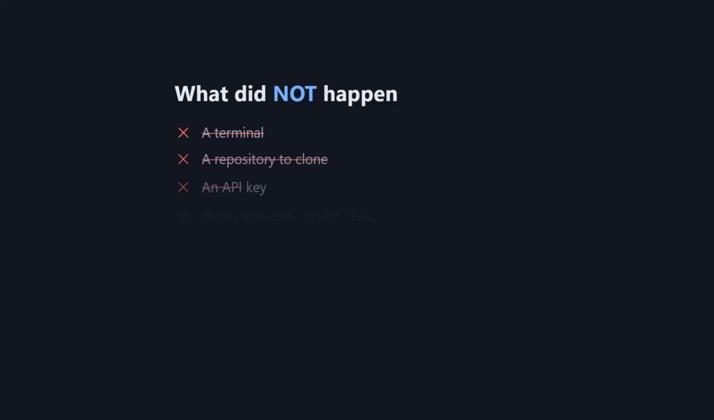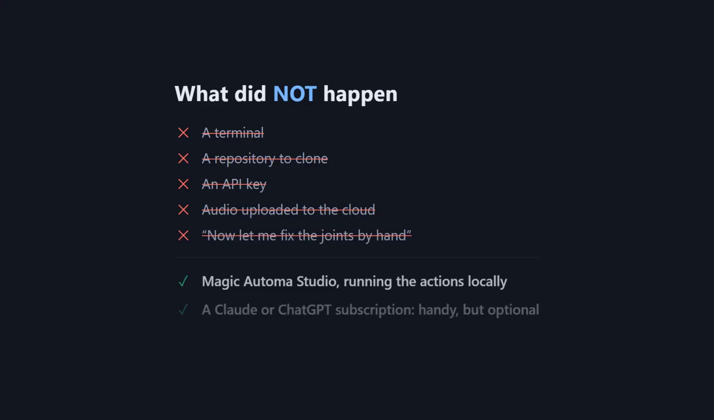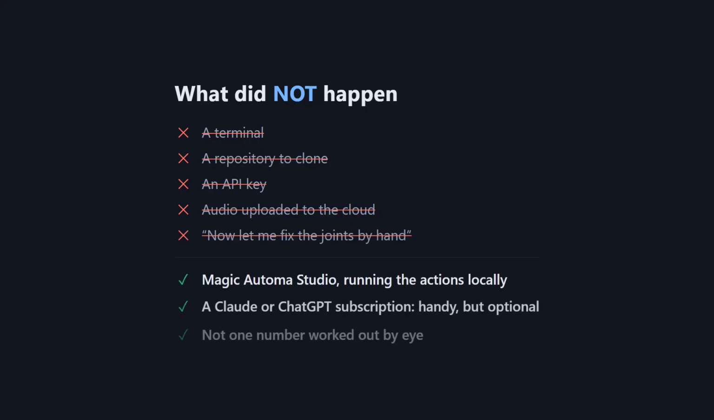Let's recap what you did not see in this video. No terminal. No repository to clone. No API key. And if you have no agent subscription at all, the button you just saw does the same job. It's inside Magic Automa Studio, and it asks nobody for anything. No audio uploaded anywhere. Whisper runs on your machine, and it comes included.